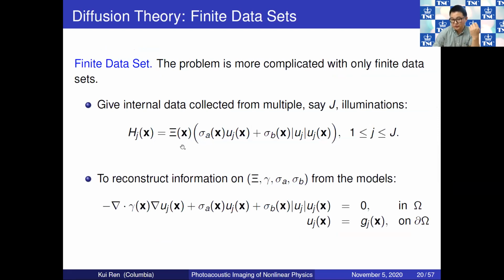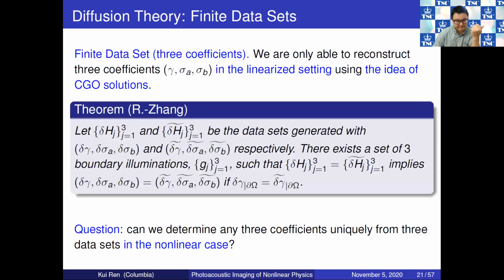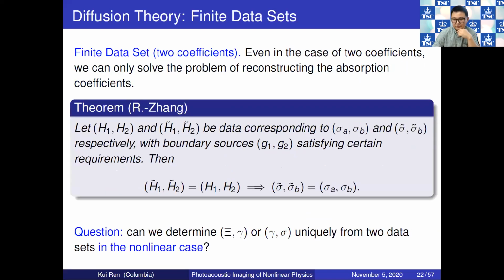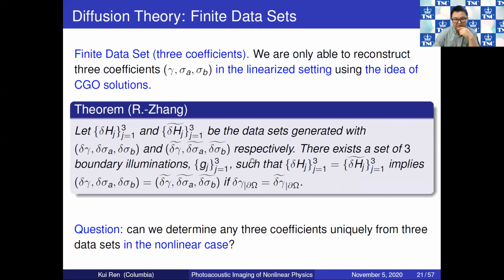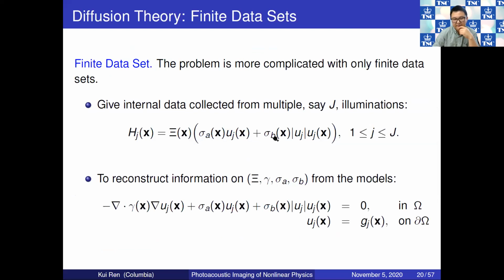What if you do 2 coefficients? It might be embarrassing to say, but even in the case of 2 coefficients, that is sigma, again, this chi here, sigma A, sigma B, gamma, if you want to recover 2 of them, this looks now very, very simple, right? Still, we don't know how to solve it. We only know how to solve the case when you choose this specific set of coefficients, that is sigma A and sigma B.